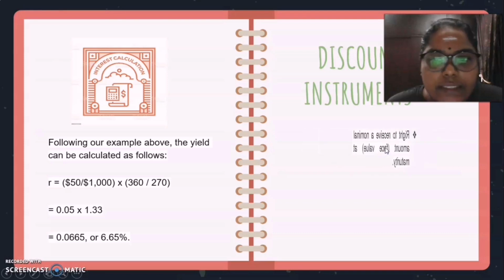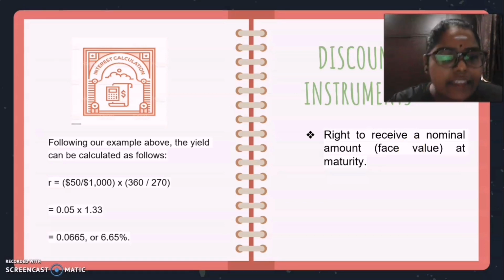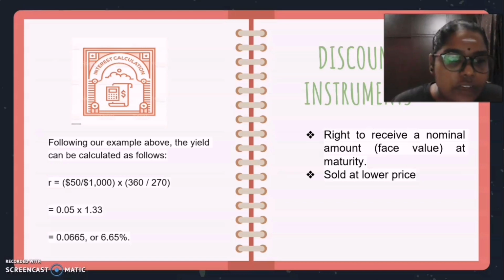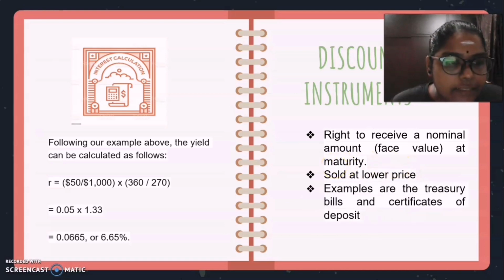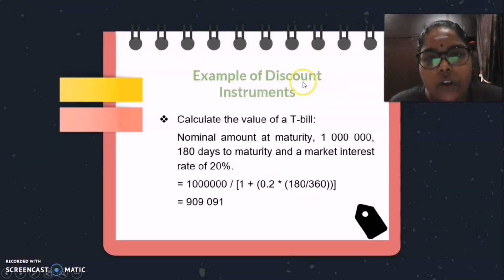The next is discount instruments. In these discount instruments, the holder has the right to receive a nominal amount, which is the face value, at maturity. Discount securities are sold at a lower price than the principal amount received at maturity. Discount instruments are derived from a discounting calculation of the future principal amount. Treasury bills and certificates of deposit are examples of discount instruments.